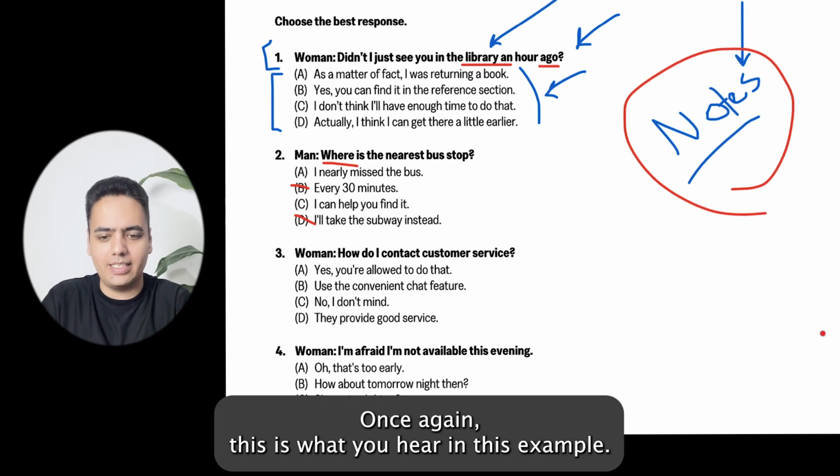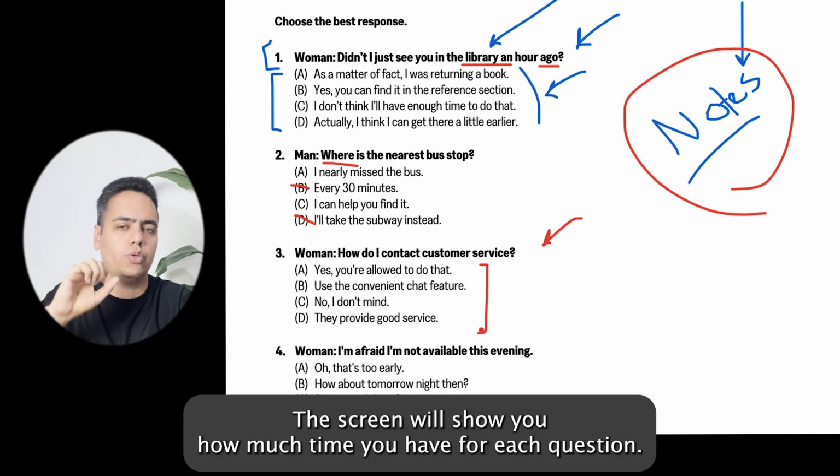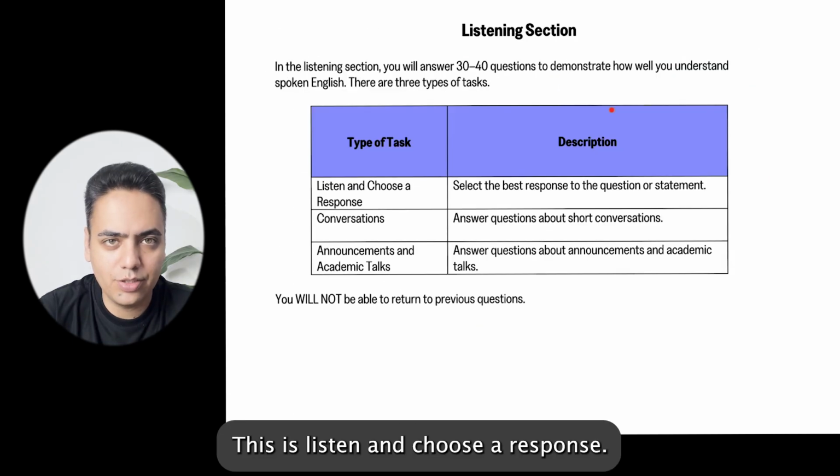Once again, this is what you hear in this example, and these are the responses that you can choose. In the test, the screen will show you how much time you have for each question. This is listen and choose a response.